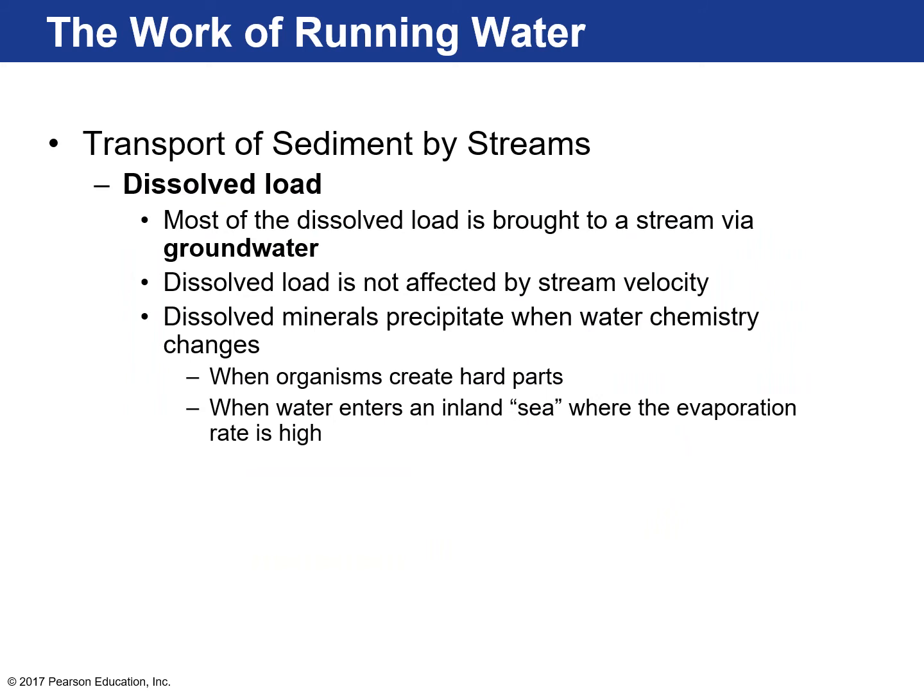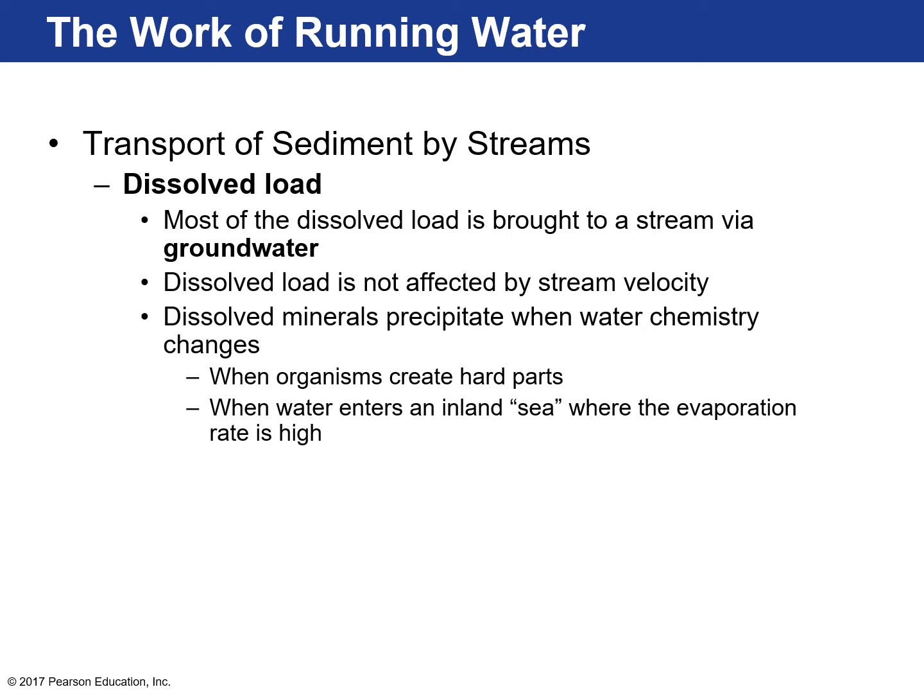Okay, so most of the dissolved load in rivers is delivered to the river via groundwater. So groundwater contributes water to streams. Okay, dissolved load is not affected by stream velocity. So you can have a slow moving river or a really fast moving river. That's not going to change the dissolved load.